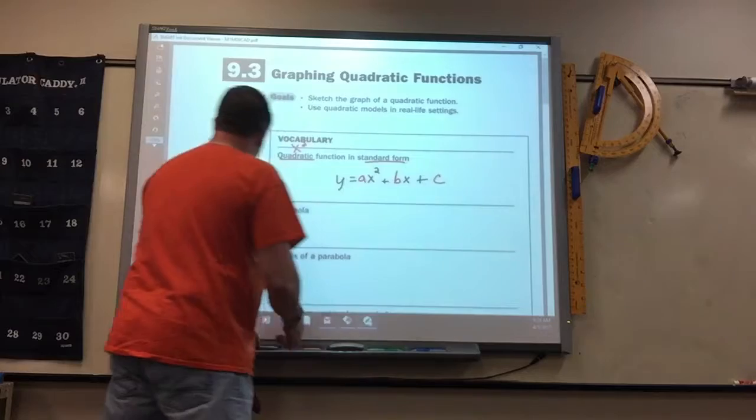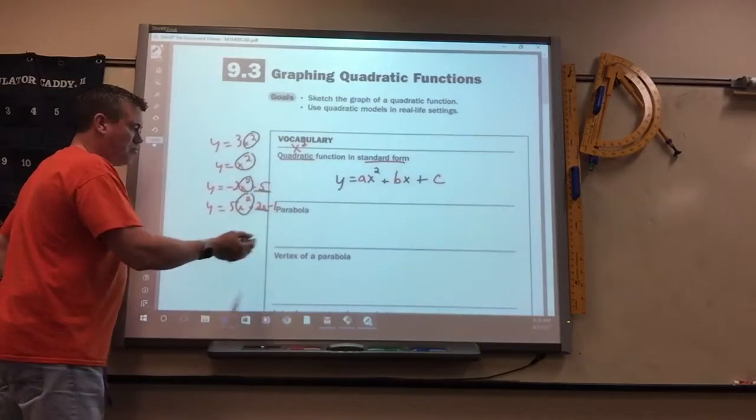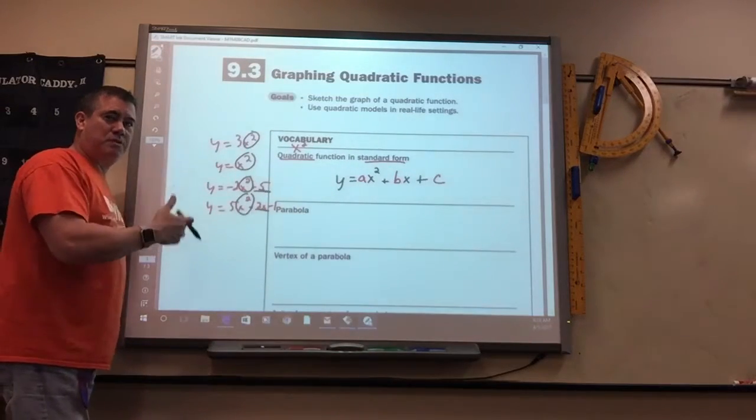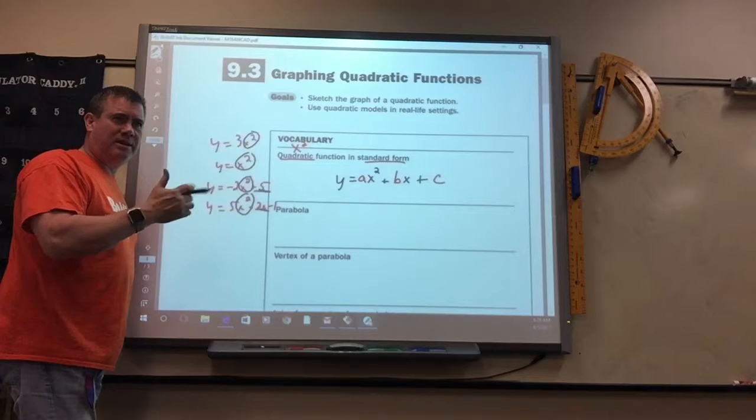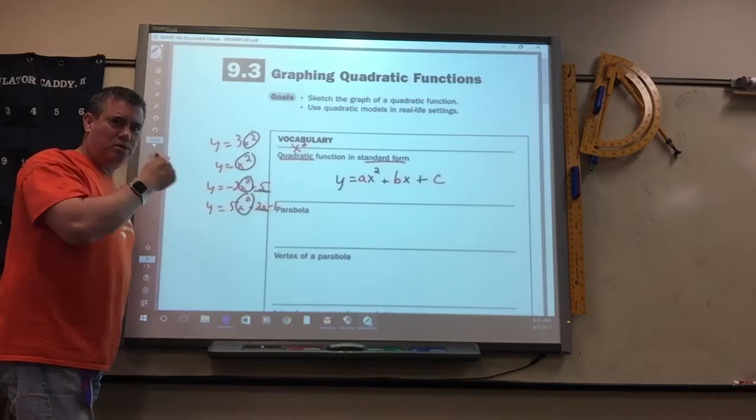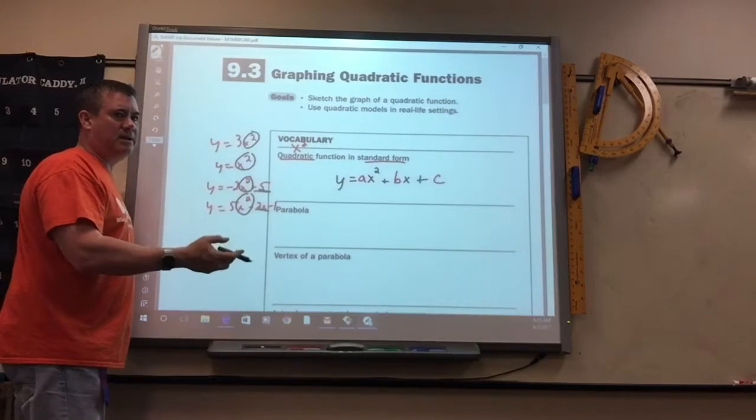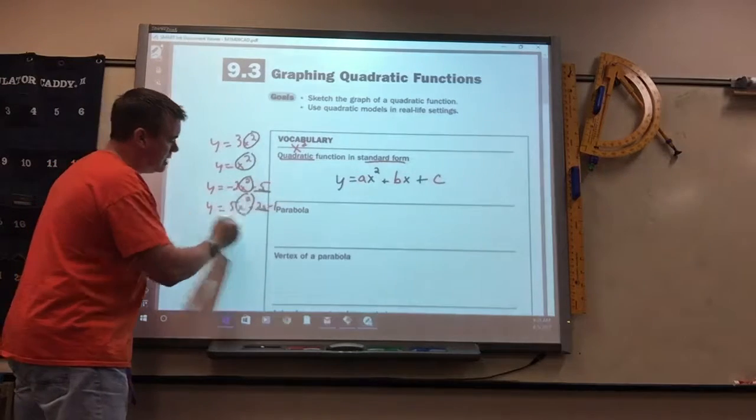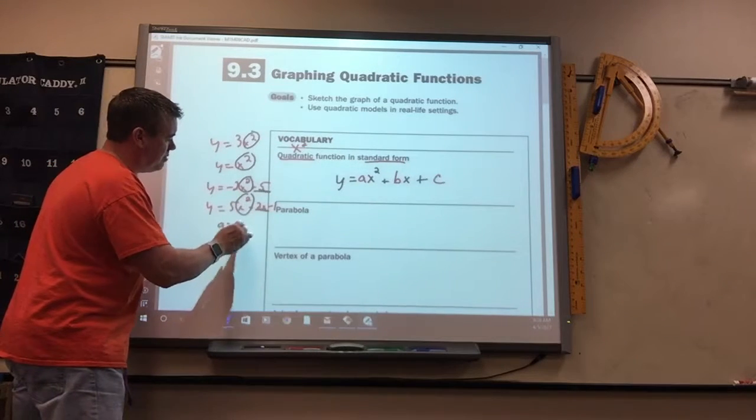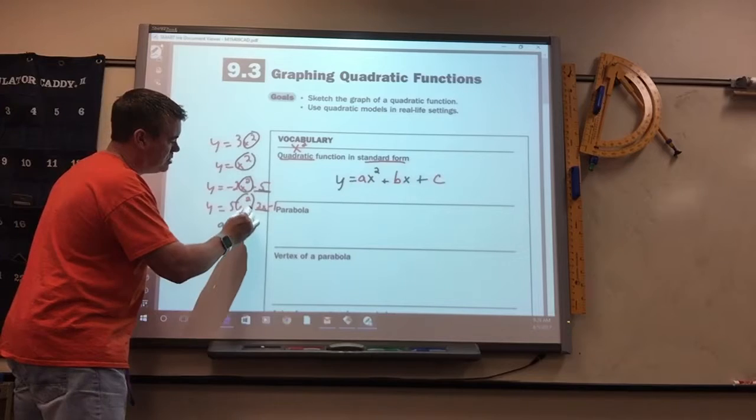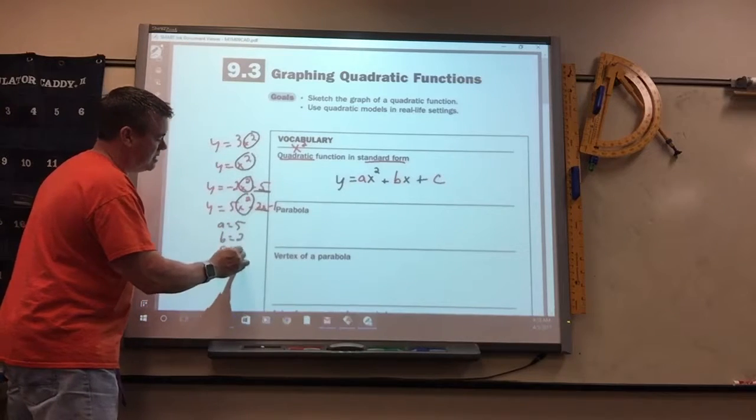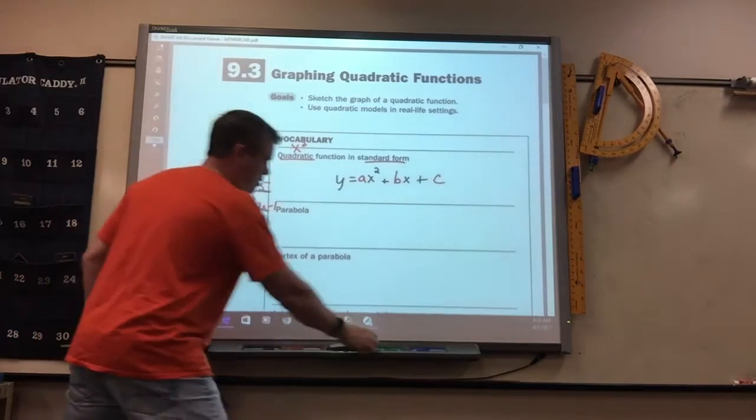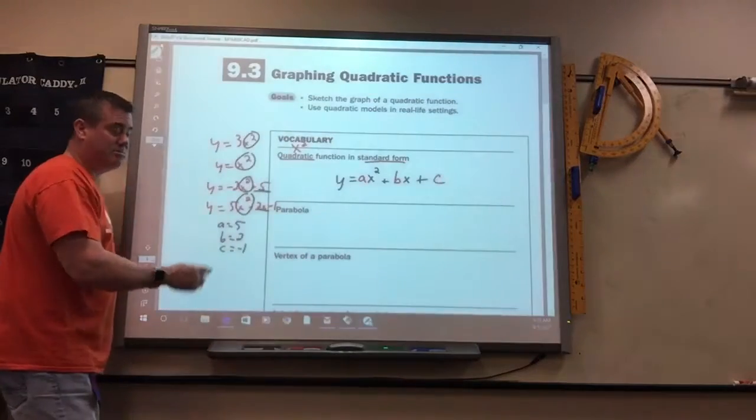So when you have an equation, not only with this, but when we're solving them in the next section, I think it is, or the one after, you need to know what a, b, and c is all the time. So like in this equation, a is 5, b is 2, it's a plus, c is negative 1. Everyone understand how to find a, b, and c? Okay.